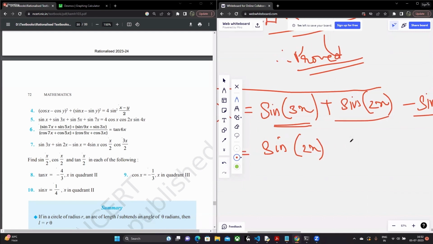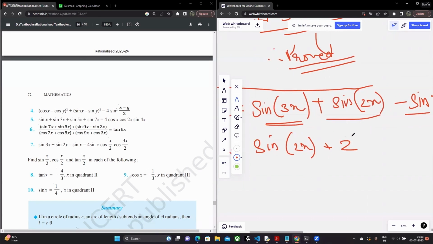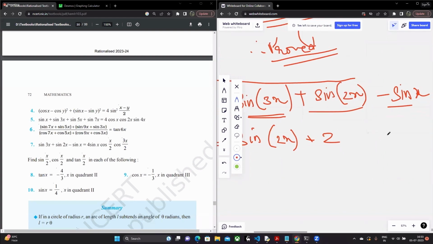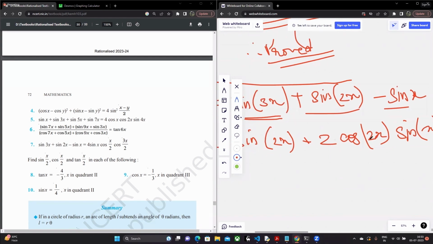This is sine 3x minus sine x, or since this is sine a minus sine b, you will get 2 cos of (a plus b) by 2, that is going to be cos 2x, into sine of (a minus b) by 2, that is going to be sine x. Because 3x minus x is 2x and 2x by 2 is x. 3x plus x is 4x, 4x by 2 is 2x.